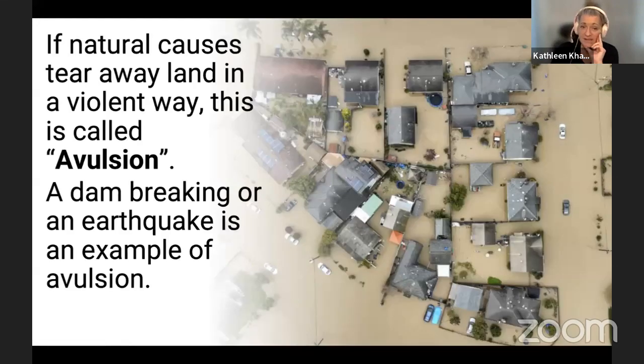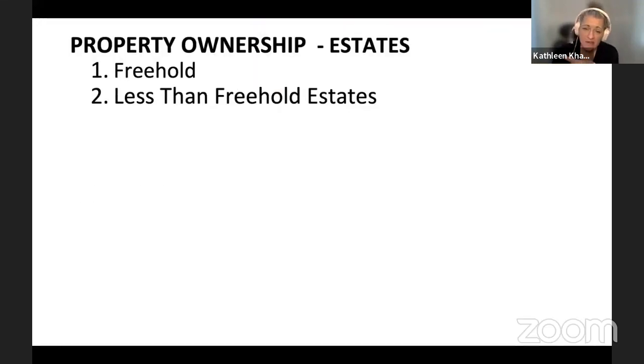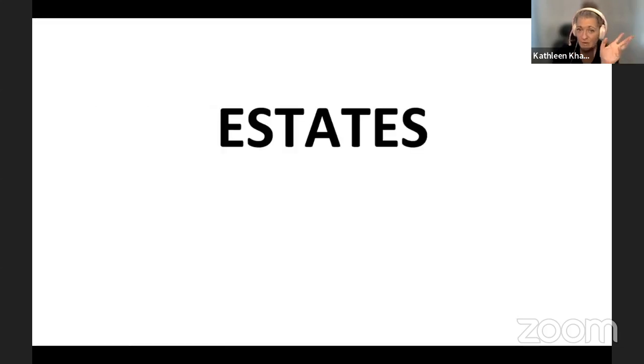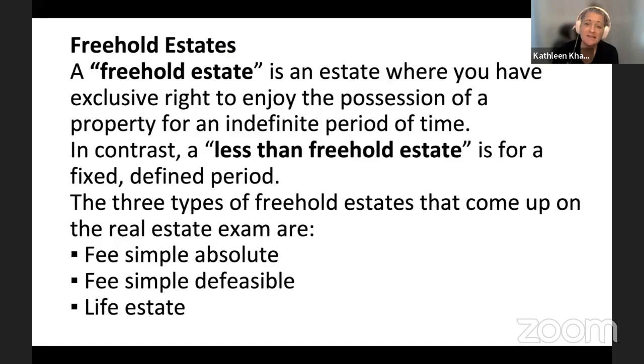So that is it. Let's jump over to estates, and we're going to talk a little bit about estates, and then again we're going to go into a deeper dive, but we're just going to brush through a little bit of it right now. So when we talk about property ownership and estates, we're talking about freehold, and then we're also talking about less than freehold. If you have a freehold estate, you've got a freehold estate. If you have a less than freehold estate, that means you literally have less than a freehold estate, and we'll go into it. A freehold estate is an estate where you have exclusive right to enjoy the possession of a property for an indefinite period of time, meaning there's no period of time on it.